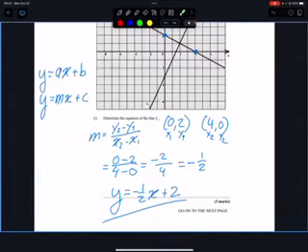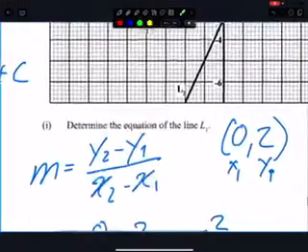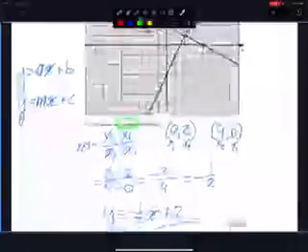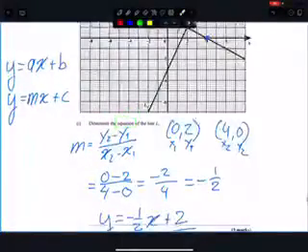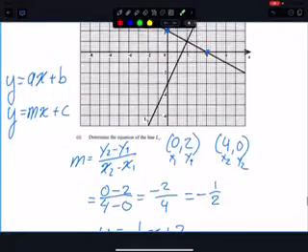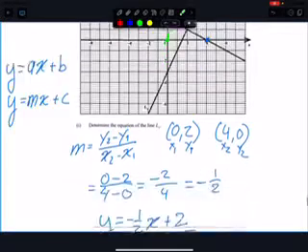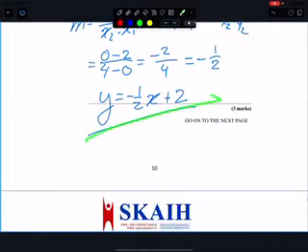But that's not final. It says equation, not find the gradient. Equation. That's a big difference. So when x is 0, my answer is what? 2. There it is. So what is my equation? y equals minus a half x plus 2.